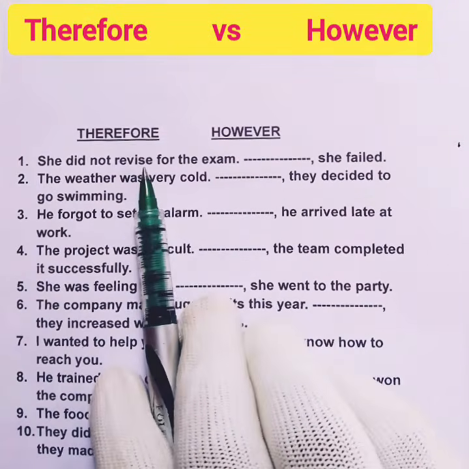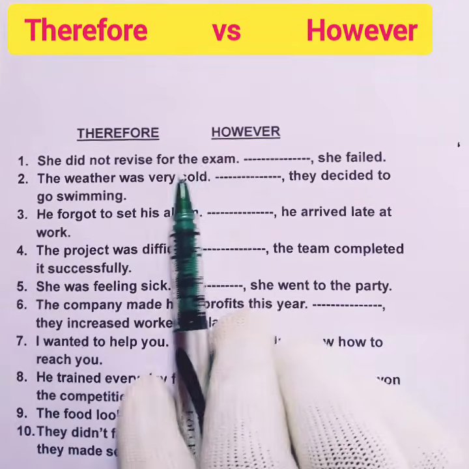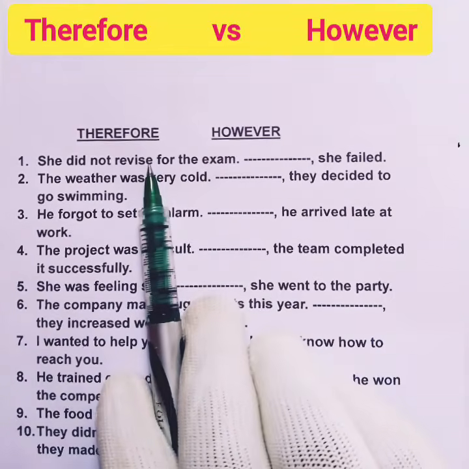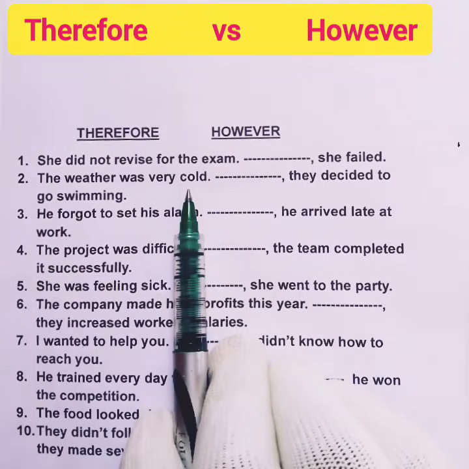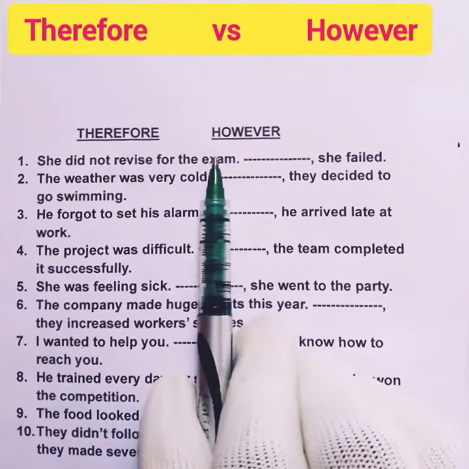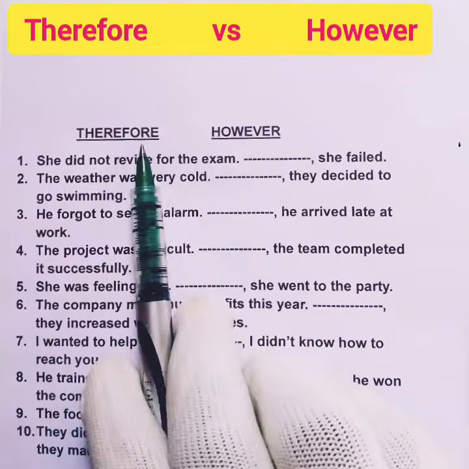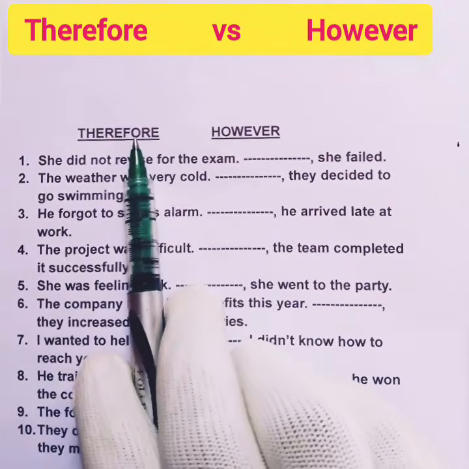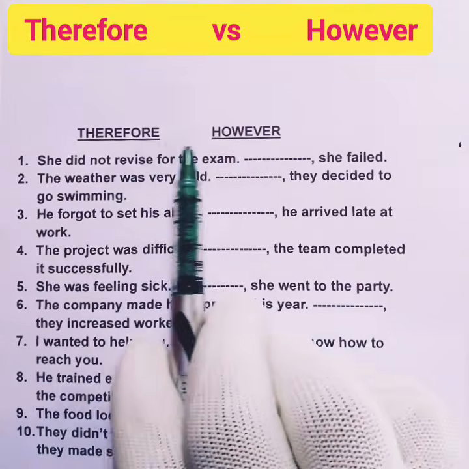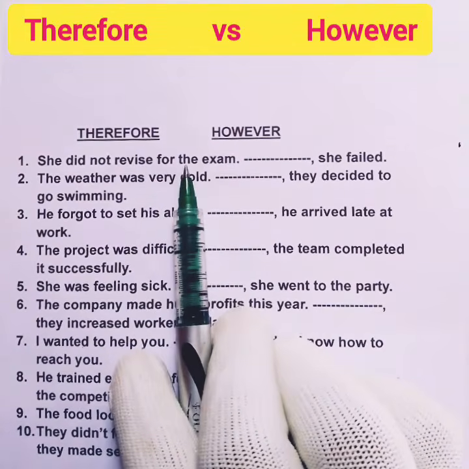These two words are conjunctive adverbs. They are very important in English, especially in the writing aspect. A lot of people get confused about when to use them. But in this video, I'll show you the exact time to use each of them. Both of them are used to connect two sentences.